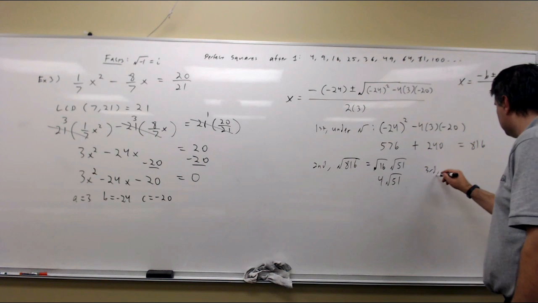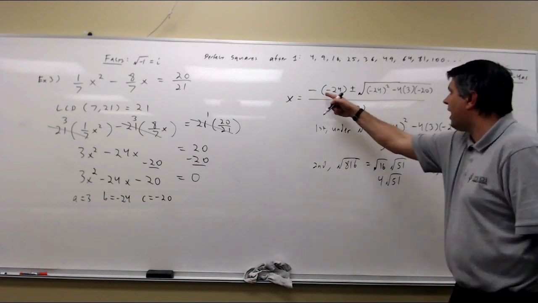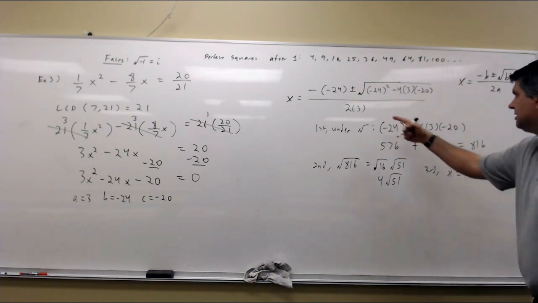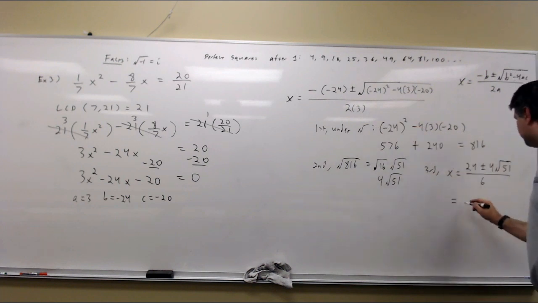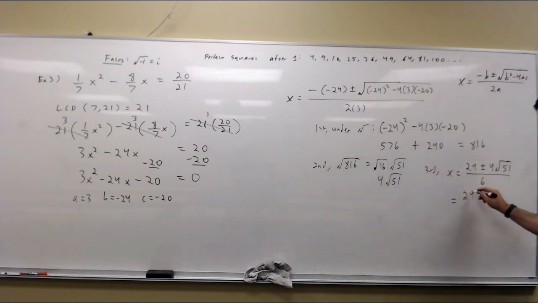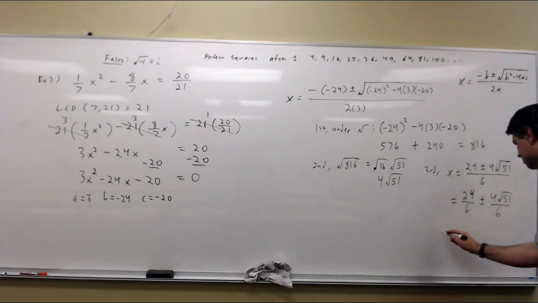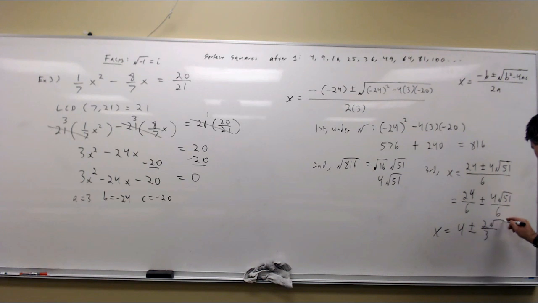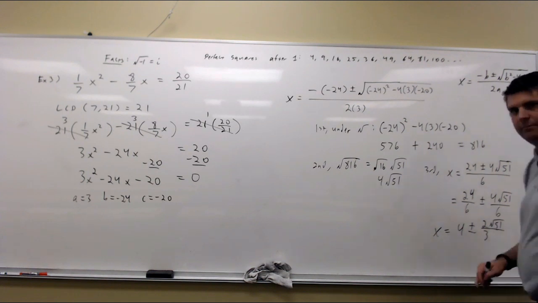Third, x equals 24 plus or minus 4 square root of 51 over 6, which splits up as 24 over 6 plus or minus 4 square root of 51 over 6, which reduces to 4 plus or minus 2 over 3, the square root of 51 in the numerator.